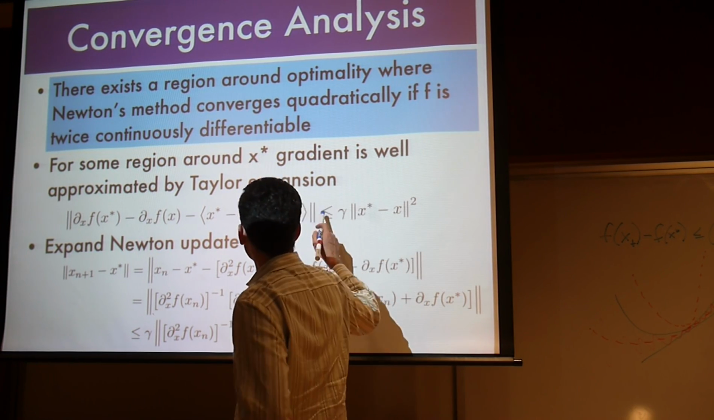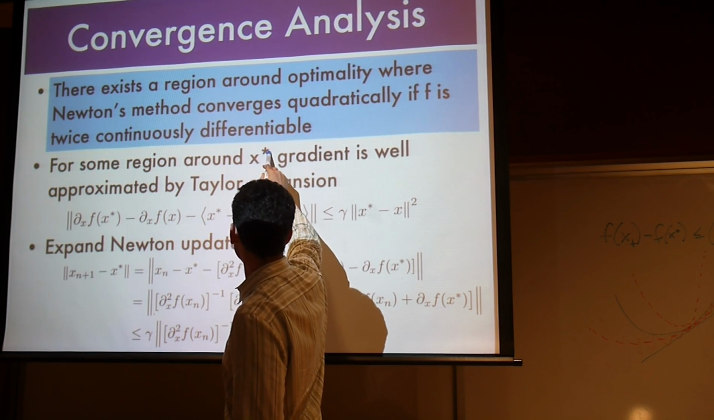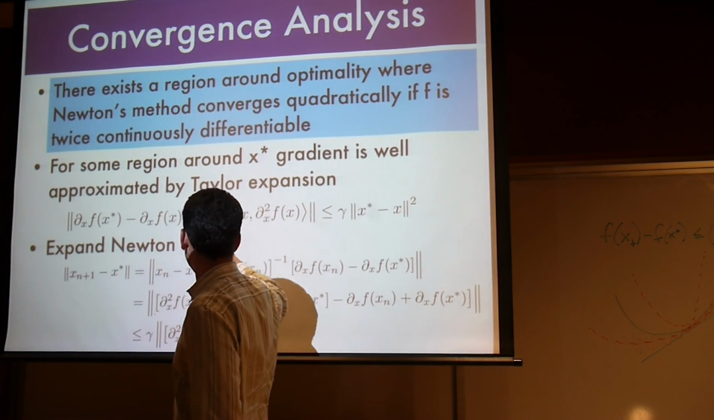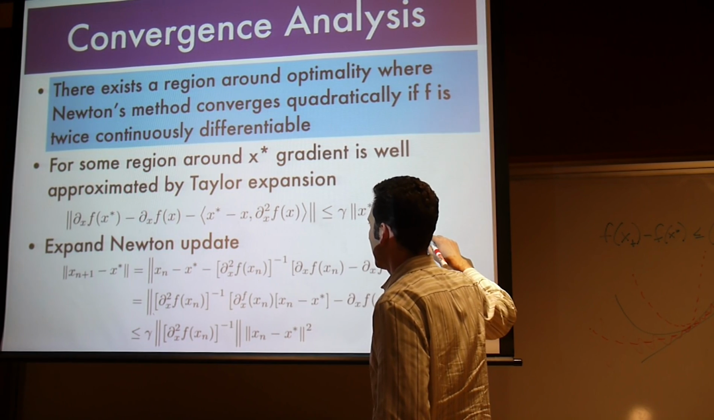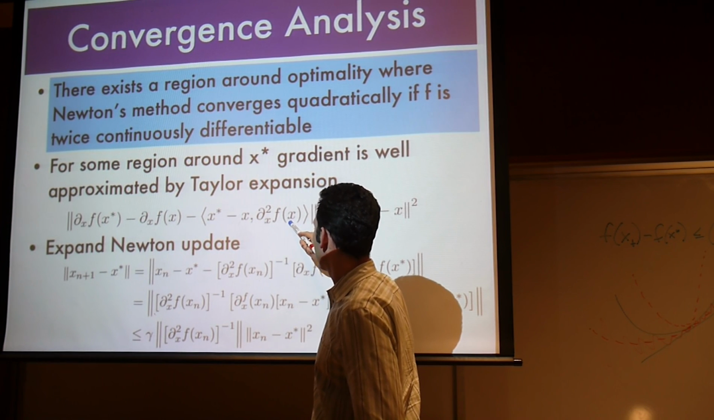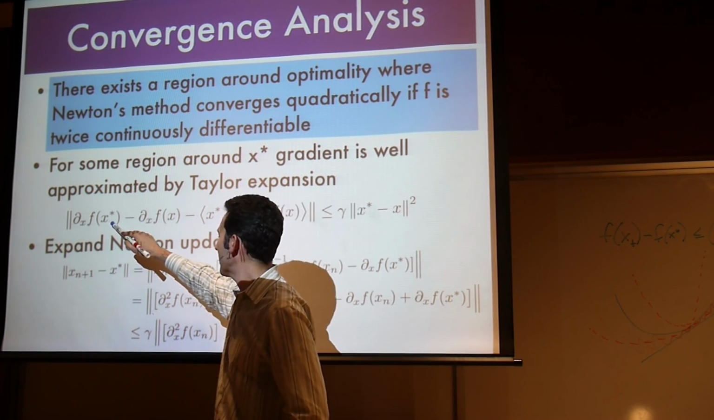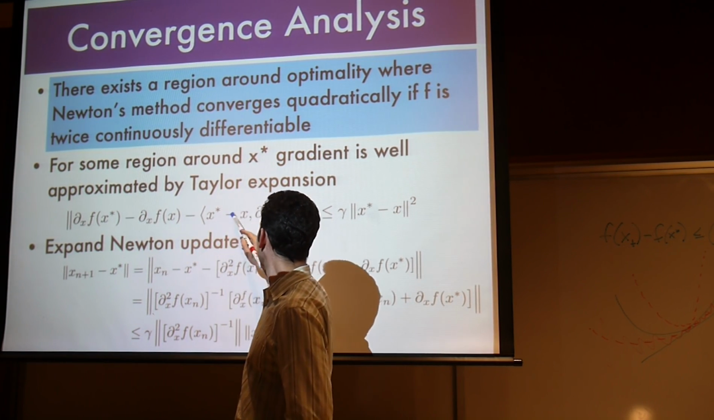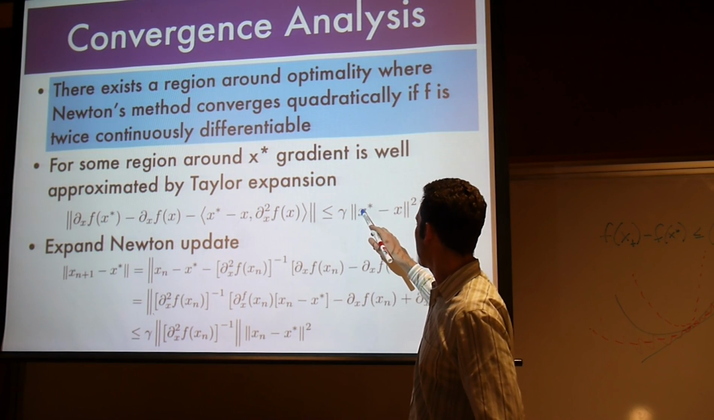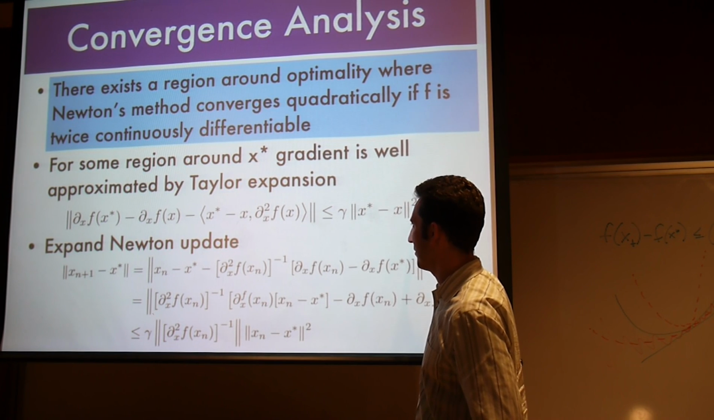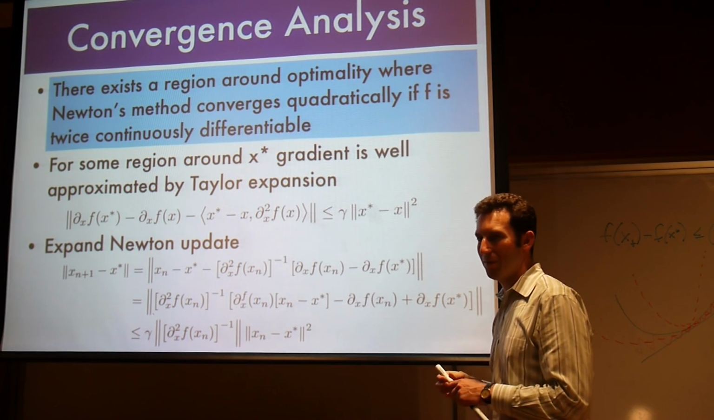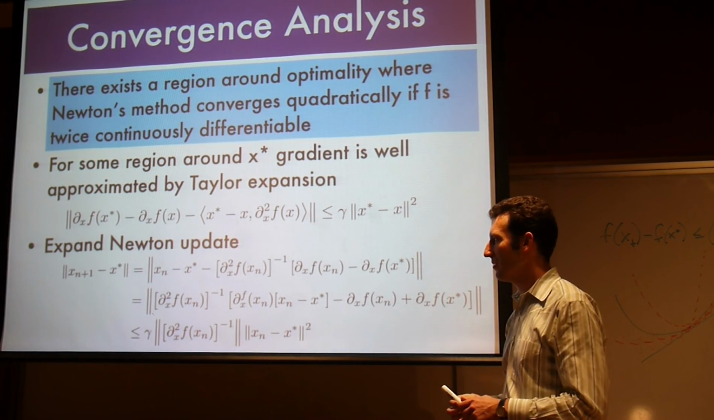Good. So the point is that for some region around x star, and I'm going to claim that's my minimum, I can come up with this expansion here. And it basically says that the first order Taylor expansion between x star and x, expanded at the point x, is bounded by gamma times the distance between x star and x squared.